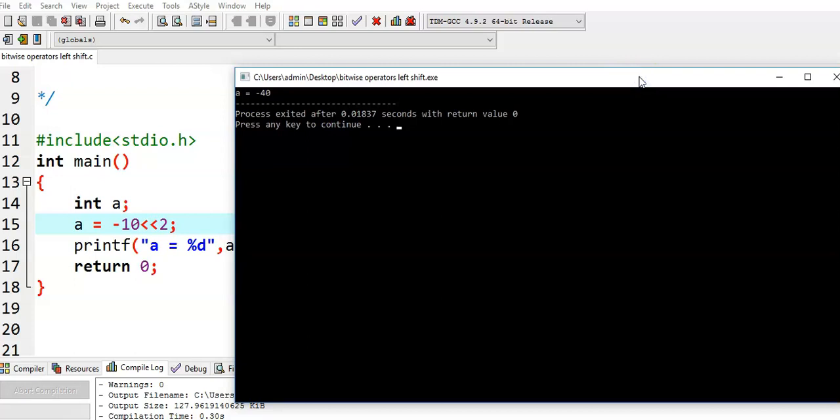This is how the bitwise left shift operator works. But remember, the main point here is the value gets doubled if and only if the bit values do not exceed the register size. If they exceed the register size, then we get incorrect values.